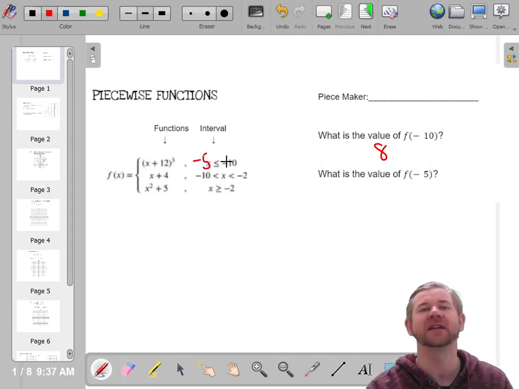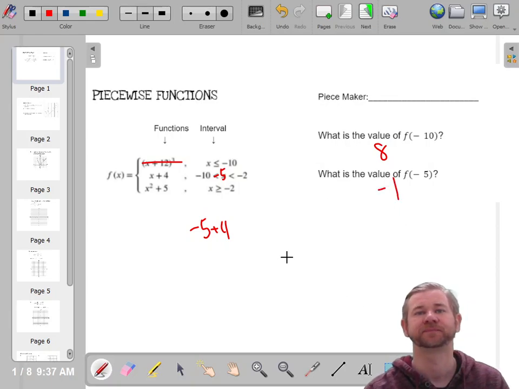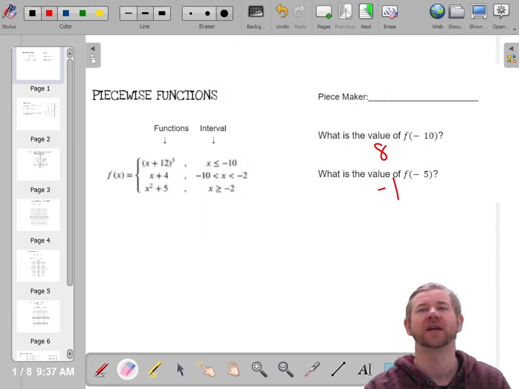Now when we pick -5, we're going to do the same thing. Say, okay, is -5 less than or equal to -10? No, so don't use this piece. Is -5 between -10 and -2? Yes, so we use this piece. -5 plus 4 is -1. All right, let's try some more of these.